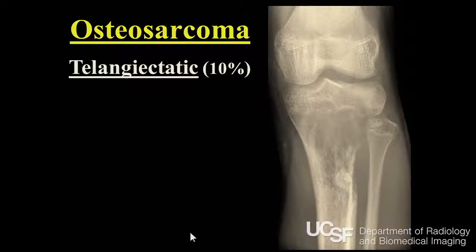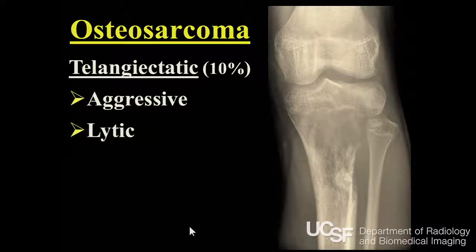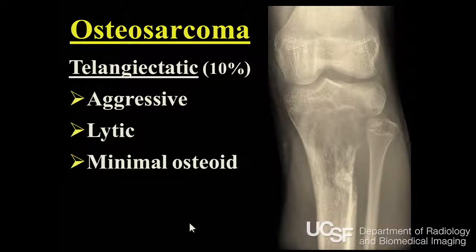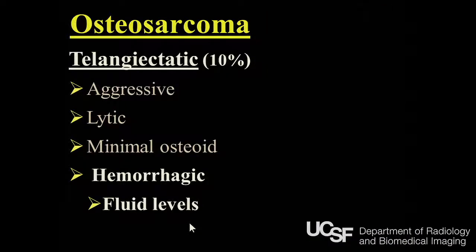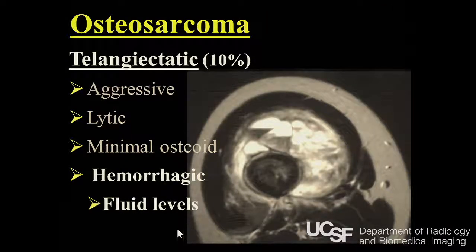Osteosarcoma has a bunch of other subtypes that are less common. Telangiectatic osteosarcoma is a particularly aggressive subtype of osteosarcoma with aggressive osteolysis and minimal or no visible osteoid. How do we make the diagnosis? Well, we can look for hemorrhagic fluid levels in the lesion that are characteristic of telangiectatic osteosarcoma.